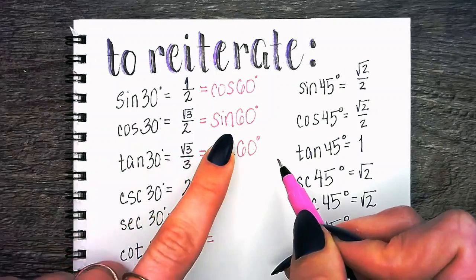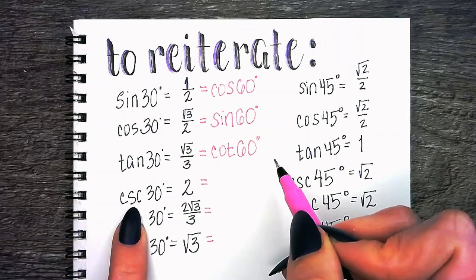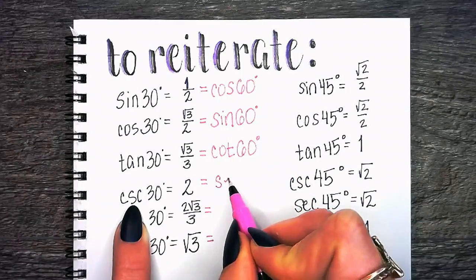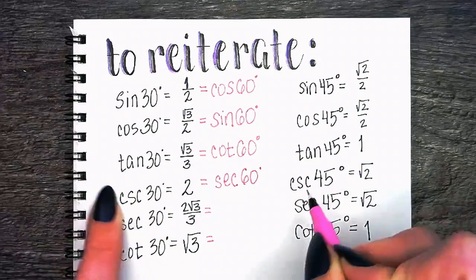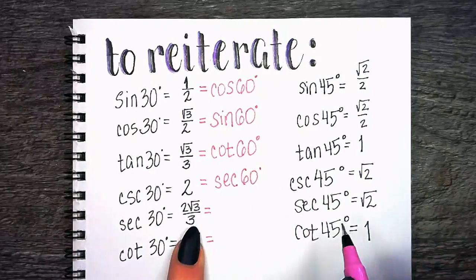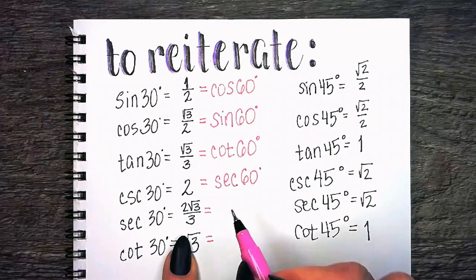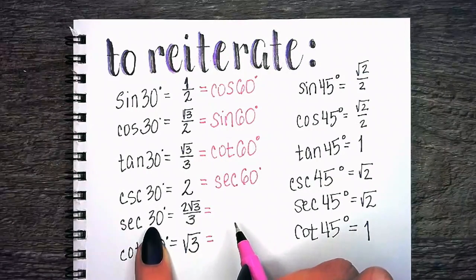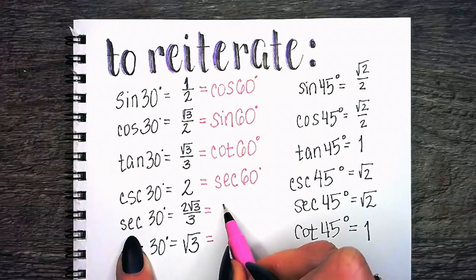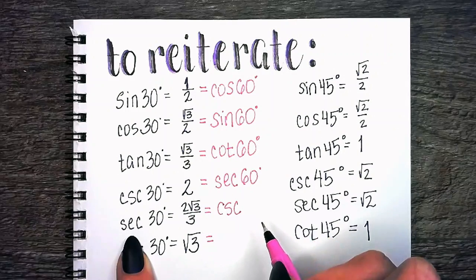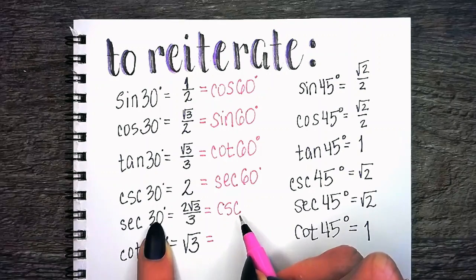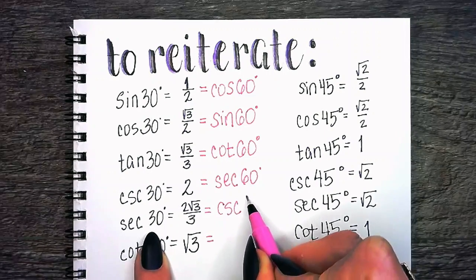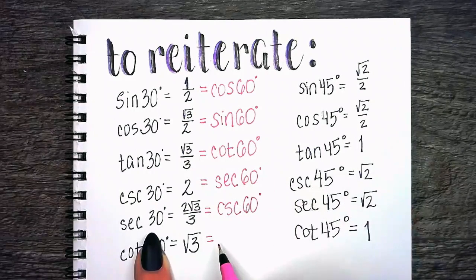Cosine, co-function is sine. What's the co-function of cosecant? It's secant. And the complement of 30 is 60. All we're doing is making a list of facts that would really be useful for you to have memorized. Secant of 30 degrees, what's the co-function of secant? Cosecant. CSC is the abbreviation for cosecant. And what is the complement of 30? Again, it's 60. We said everything will be 60.